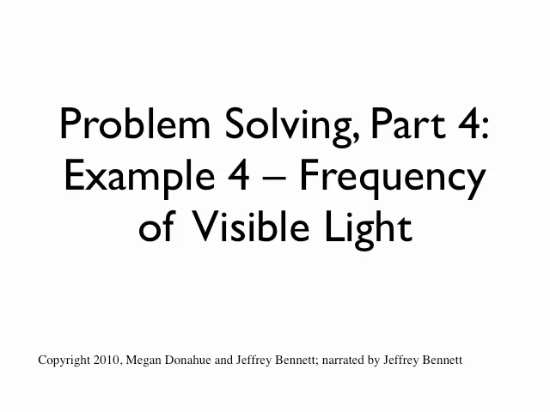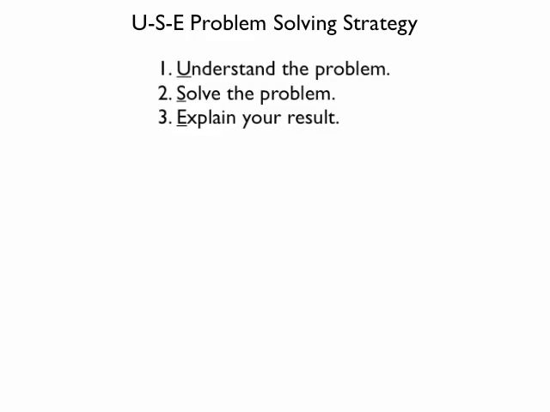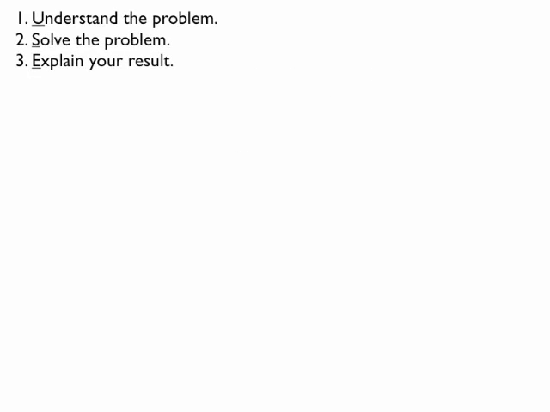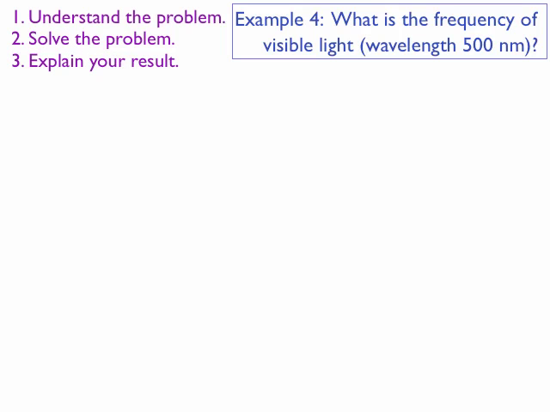We continue to work with our understand, solve, and explain strategy. Example 4. Visible light has an average wavelength of about 500 nanometers. What is its frequency? As always, step 1 is understanding the problem.